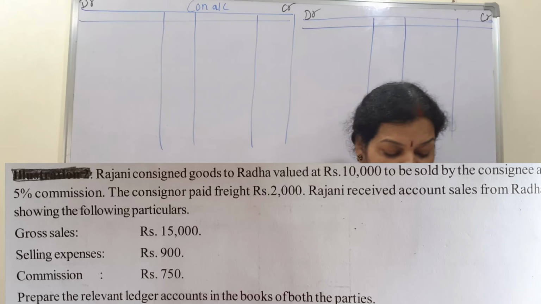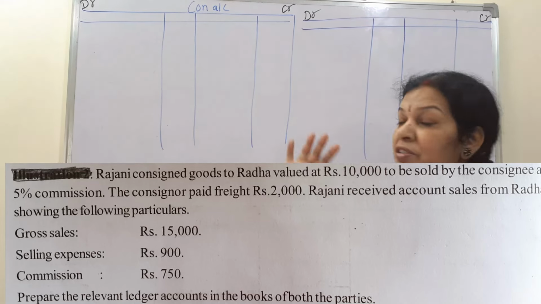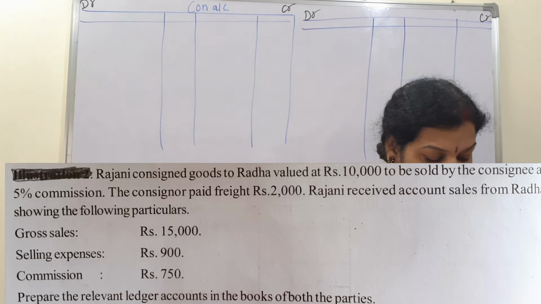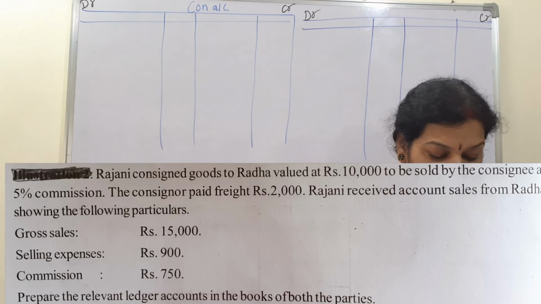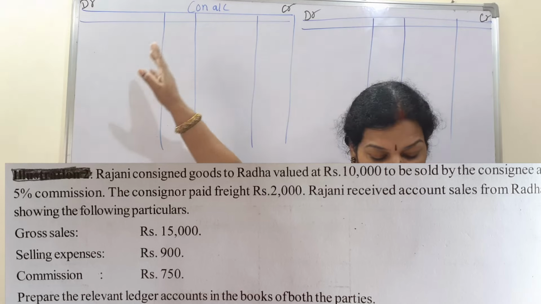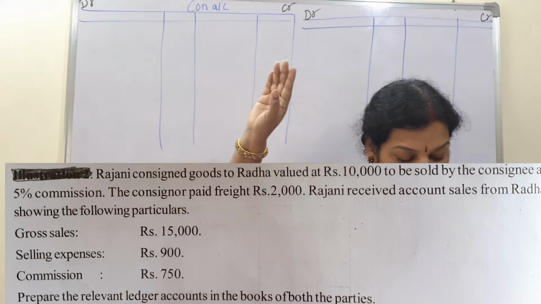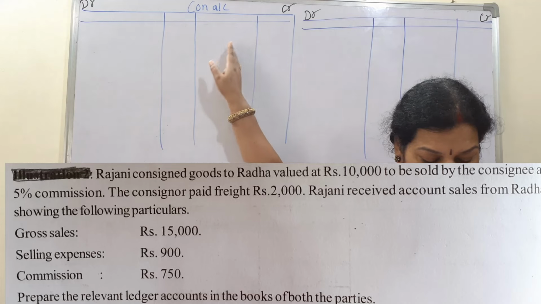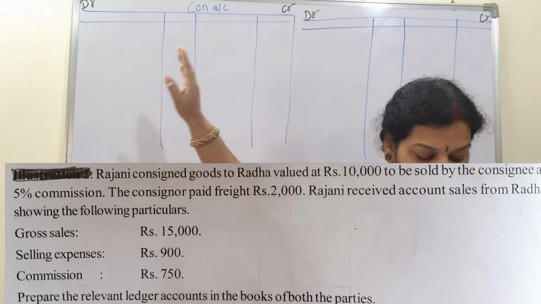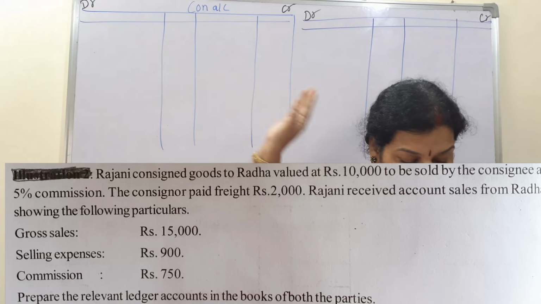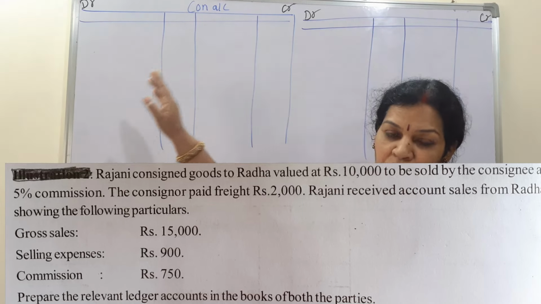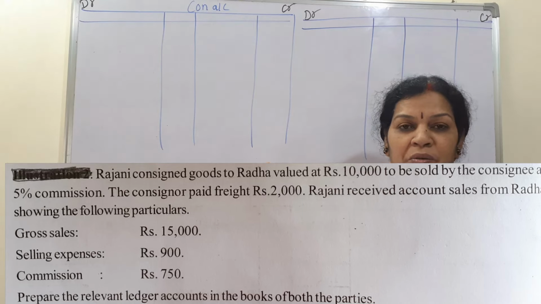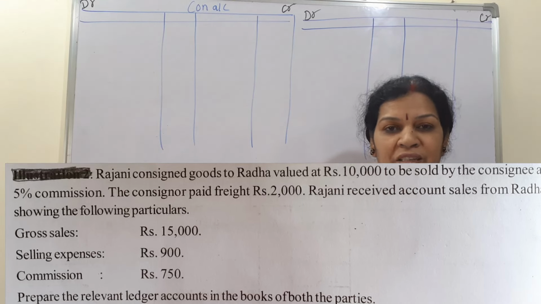I'll explain to you. First, what do you write? Consignment account first, goods sent on consignment on the debit side you'll write, that is 10,000. And after that the consignor paid freight expenses to bank, freight expenses 2,000. And gross sales by Radha. When Radha is selling goods, by Radha 15,000. And selling expenses of Radha, to Radha 900 selling expenses. Commission to Radha, in brackets you can write commission 750. That's all, consignment account. Then after that you can go for consignee's account.